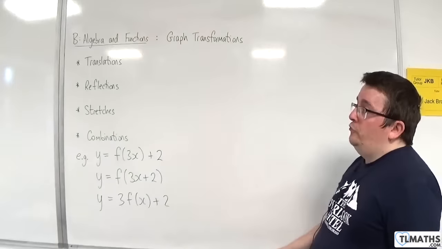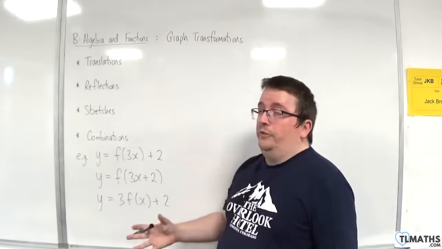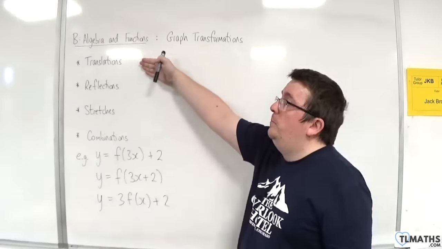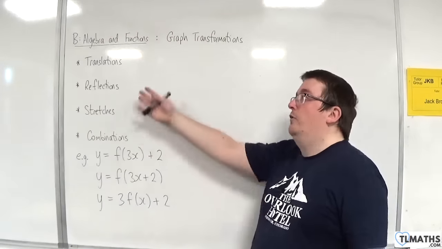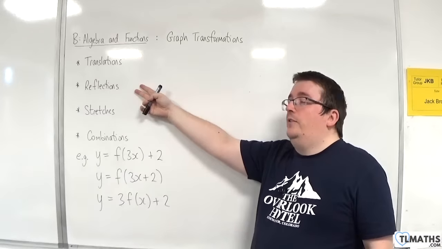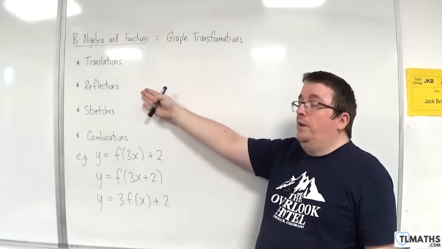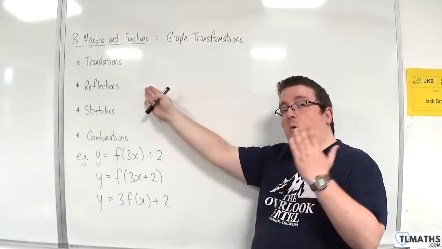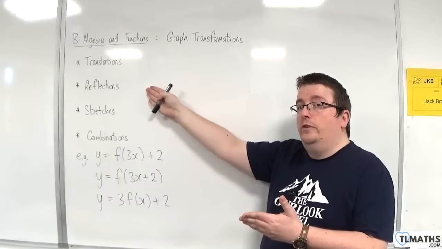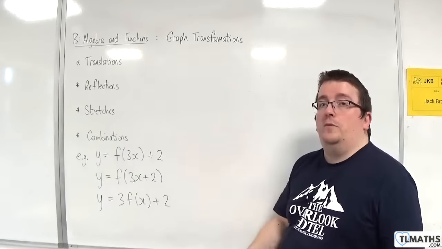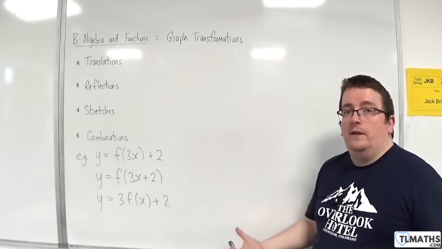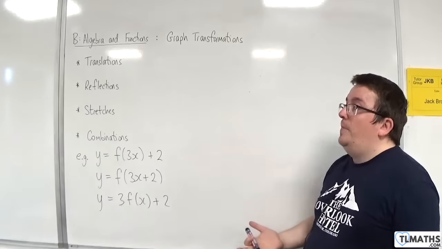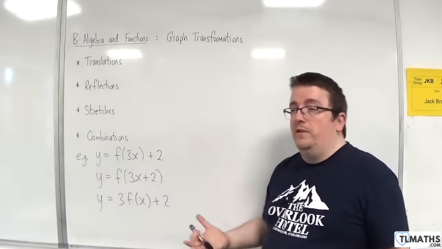So now on to graph transformations. You should be able to describe a translation by a vector, so translation by vector 2, 3, for example, reflections in the x-axis and y-axis, and also the line y equals x, and that links in quite neatly with looking at inverse functions. Stretches should be parallel to the x-axis or parallel to the y-axis by some given factor. So you should be able to describe them and apply them as necessary.